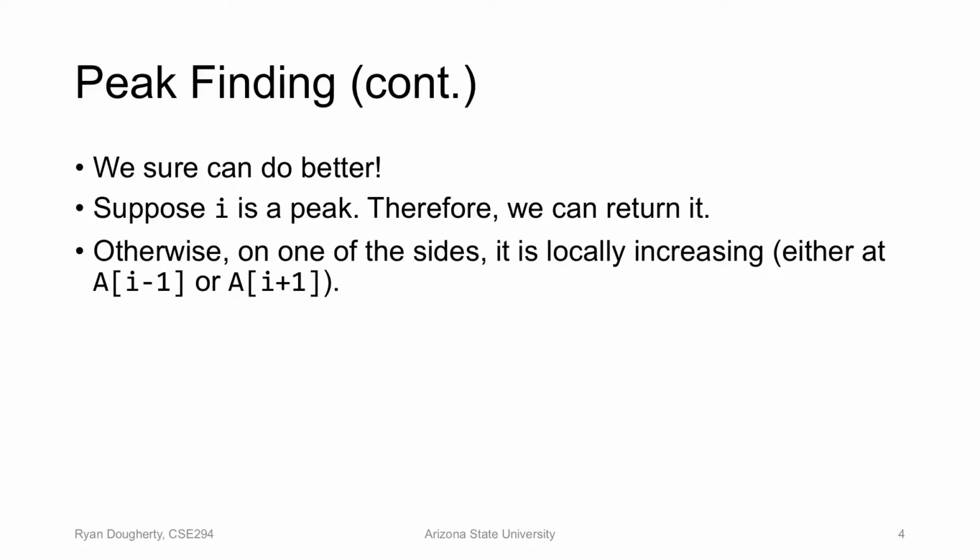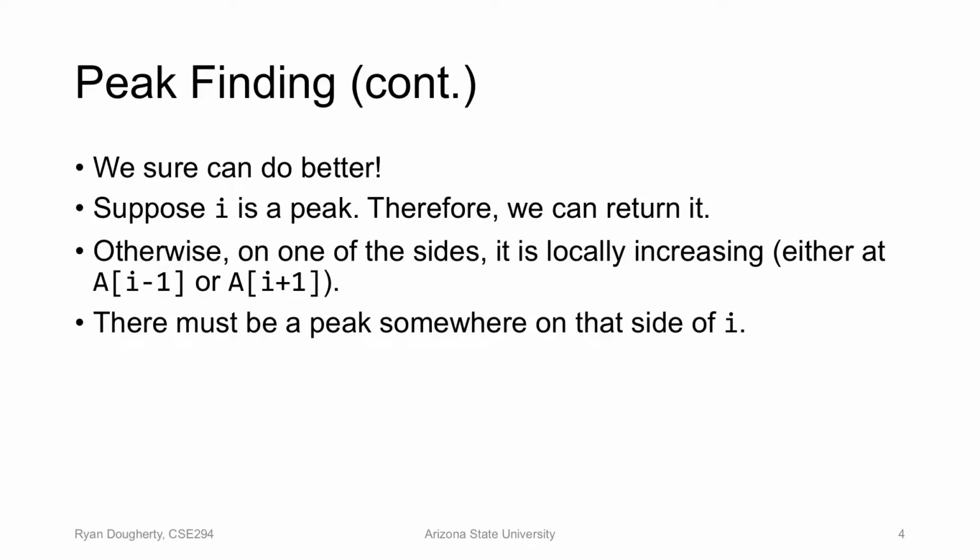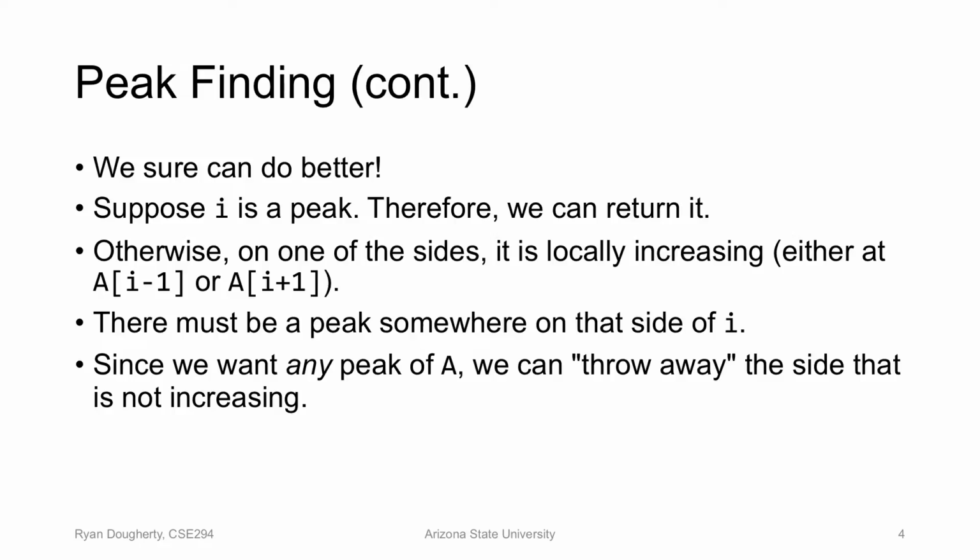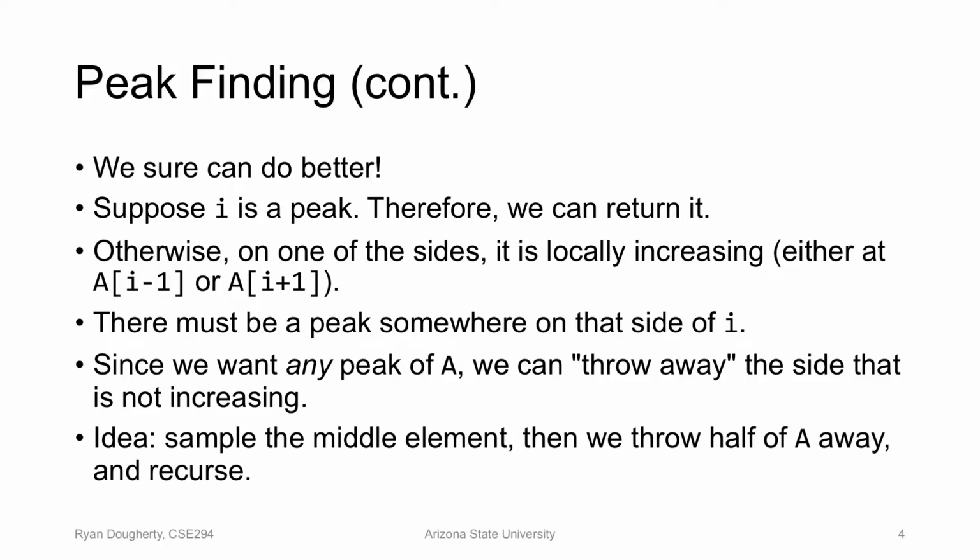Did I need to look at that first half? No. I didn't even have to sort the list. So there must be a peak somewhere on that increasing side. Since we want any peak, it doesn't matter which peak we pick, so we can throw away the side that's not locally increasing. So what we do is something like binary search. We don't have a sorted list here, but we can still do a binary search kind of idea.